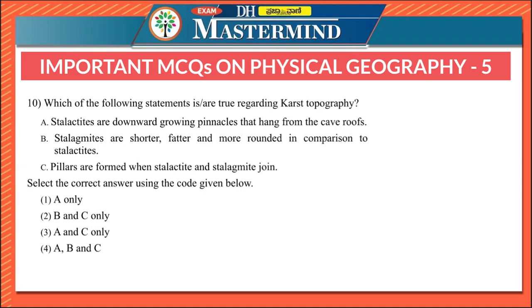Consider the last question for the day. Which of the following statements is or are true regarding karst topography? Stalactites are downward growing pinnacles that hang from the cave roofs. Stalagmites are shorter, fatter, and more rounded in comparison to stalactites. Pillars are formed when stalactite and stalagmite join. So here all the three statements are correct. Therefore, the right option is option 4, A, B, and C.